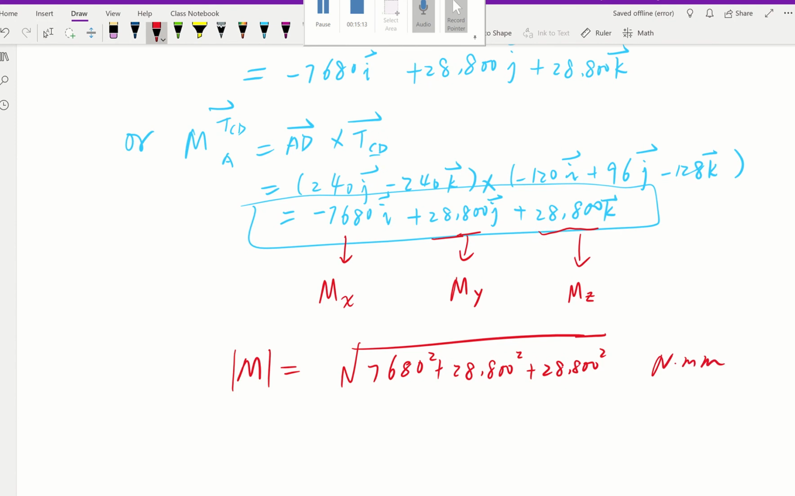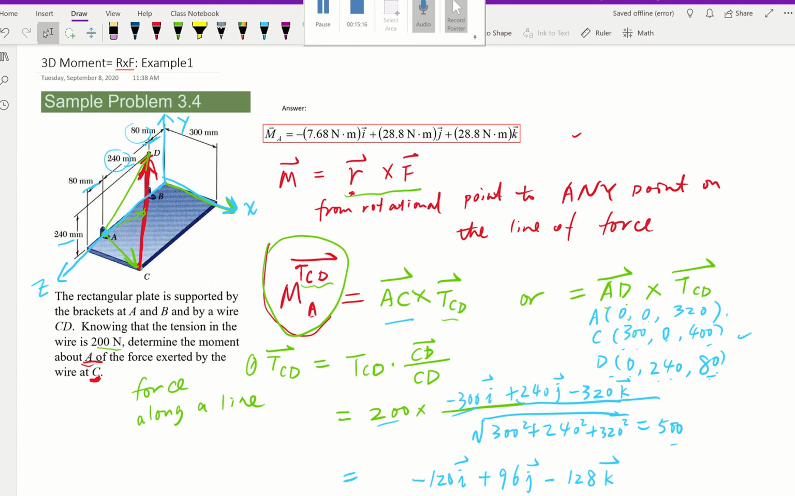That's it. Alright, hopefully you enjoy this one. Moment about point in 3-dimensional using RxF. See you next time. Bye.